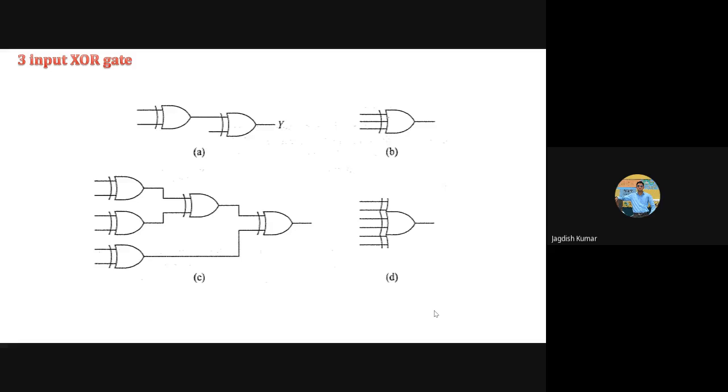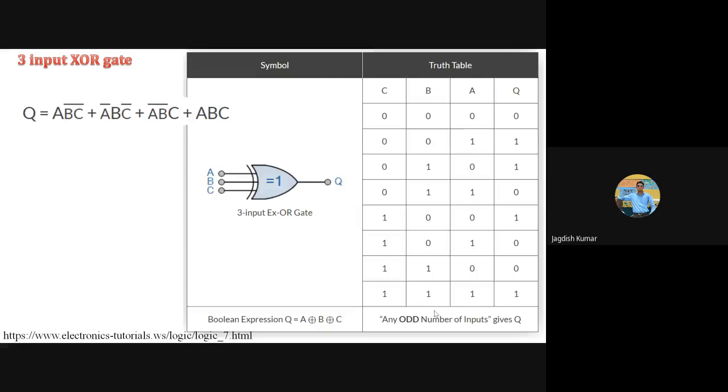Well, then how can we design a three input exclusive OR gate?